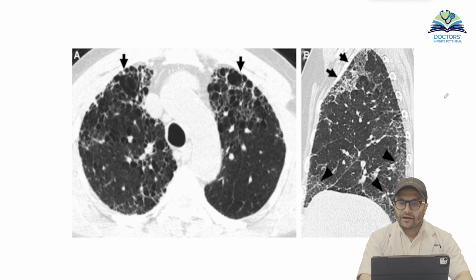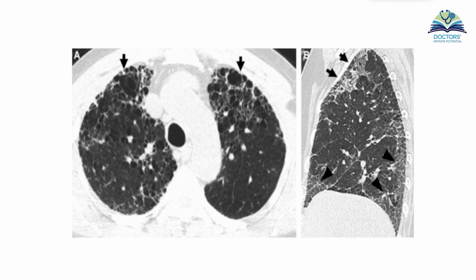And this is anterior upper lobe sign, which shows honeycombing, reticulation and traction bronchiectasis in the upper lobe, the anterior aspect of the upper lobe. This sagittal image shows anterior upper lobe sign, as fibrotic changes are seen in the anterior upper lobe.